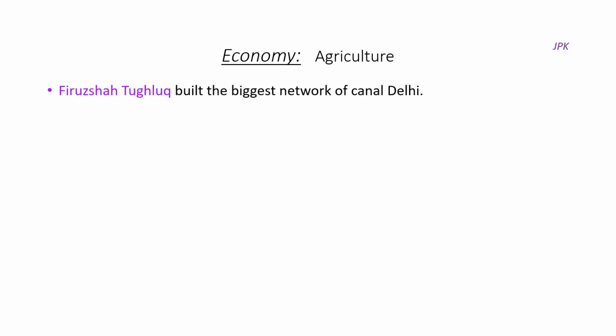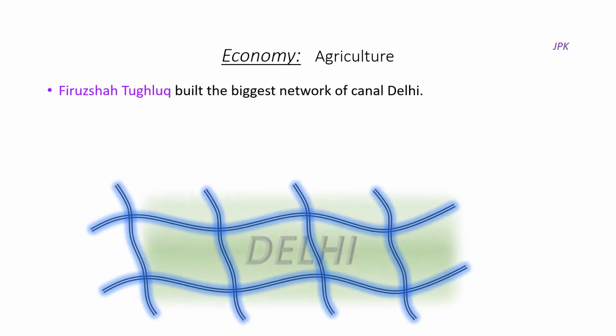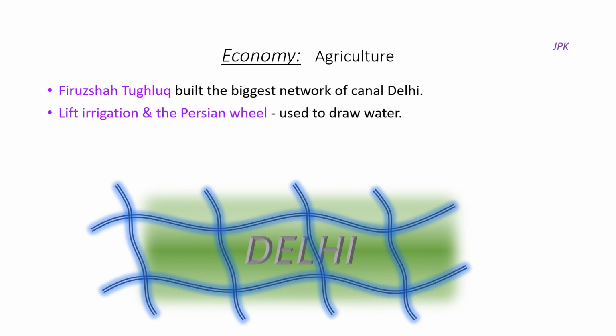Economy. Agriculture formed the backbone of a medieval economy. Water management was given priority. Firoz Shah Tughlaq built a large network of canals in Delhi.